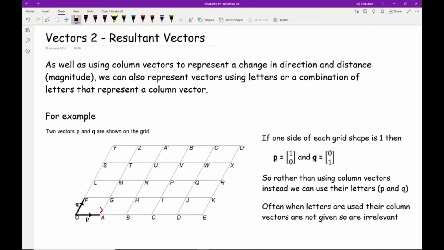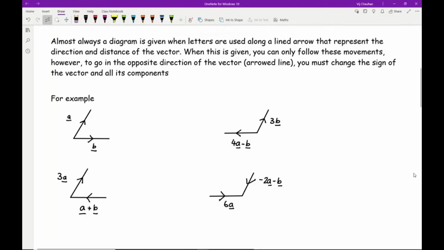Now this different method is, rather than giving numbers in a column vector, we're going to give answers in terms of P and Q in this particular case. You tend to find this on more high level questions, so often where letters are used, the column vectors are not given and so are irrelevant. So almost always a diagram is given when letters are used, along with a lined arrow that represents both the direction and distance of the vector.